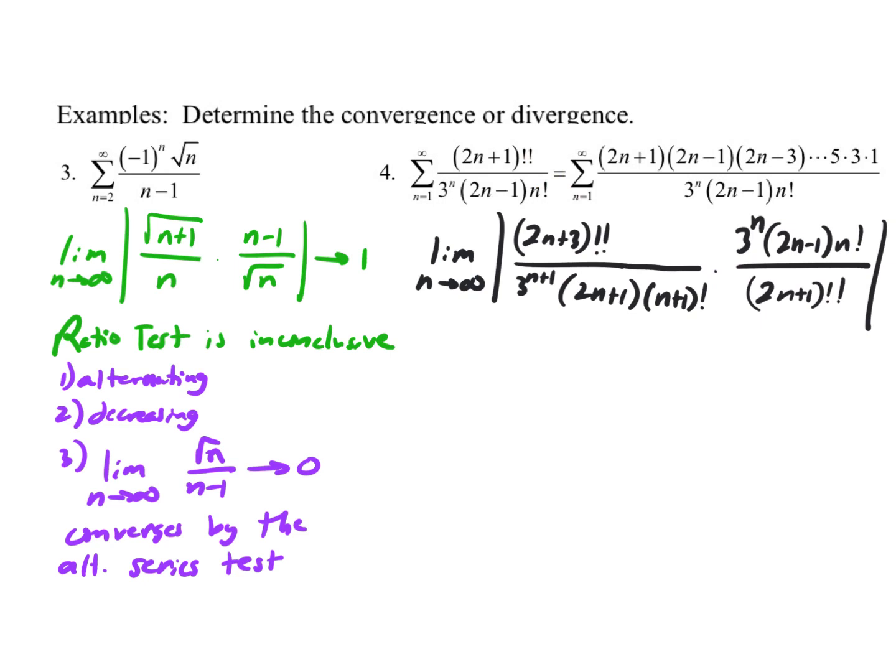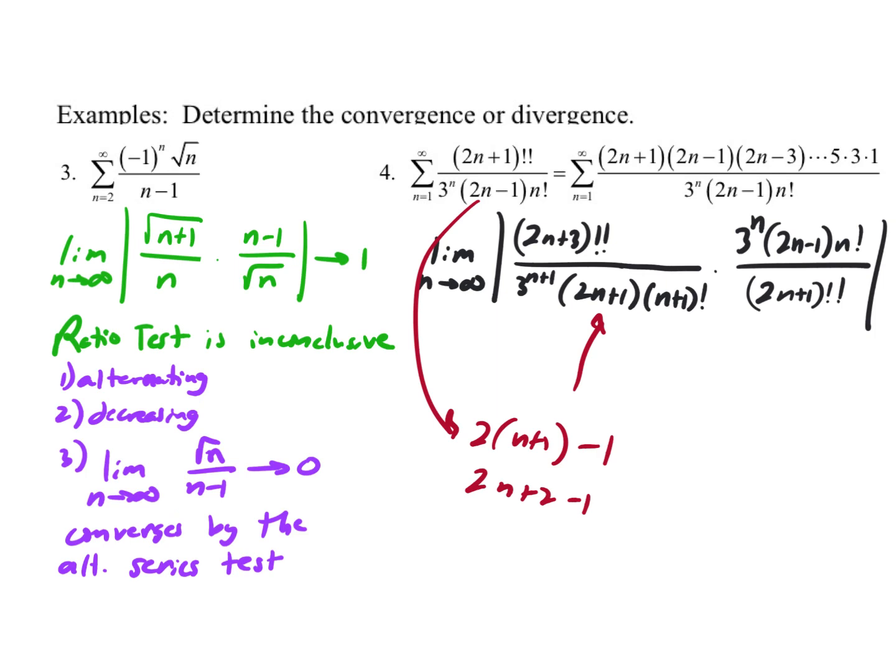All right, so take a look here. This is keep, change, flip. So now this is 2n plus 3, because I can't go to 2n plus 2, because that's an even factorial. 3 to the n plus 1. Now, let me write this out. Okay, so this is 2 times n plus 1 minus 1. Well, that's 2n plus 2, which gives me that. Okay, the rest of it's the same, 3 to the n plus 1, n plus 1 factorial.